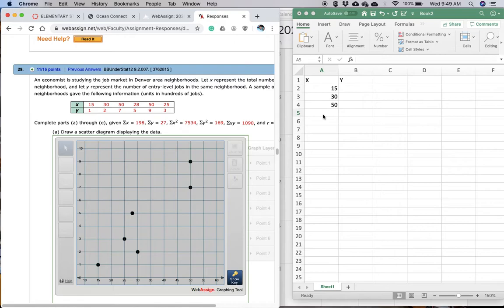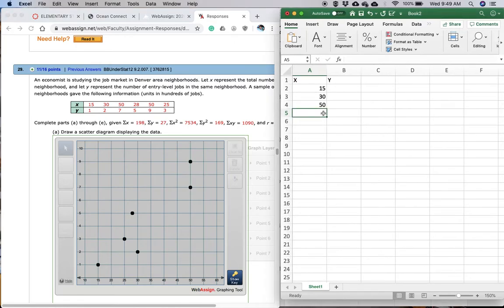Okay, so 15, 30, 50, 28, 50, and 25. That's all of our X values. Corresponding Y values are 1, 2, 7, 5, 9, and 3. All right, so now that we've got all of our X and Y values in our Excel spreadsheet, we're going to create a scatter diagram in Excel.